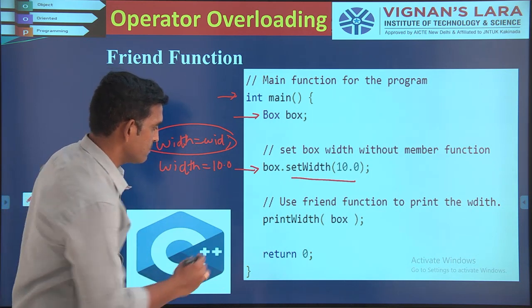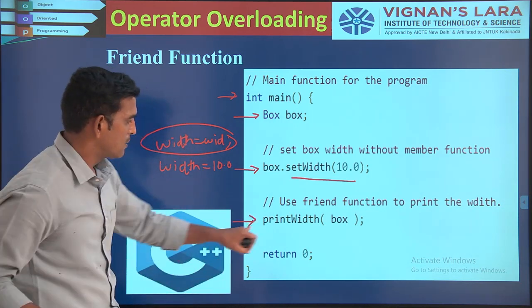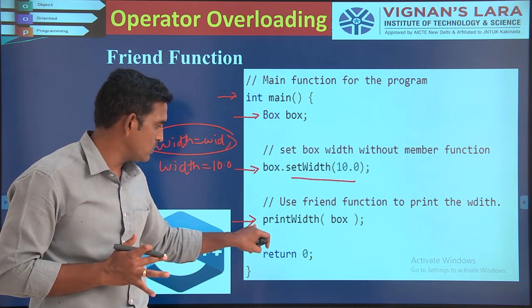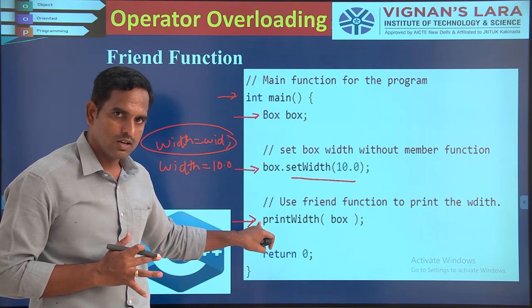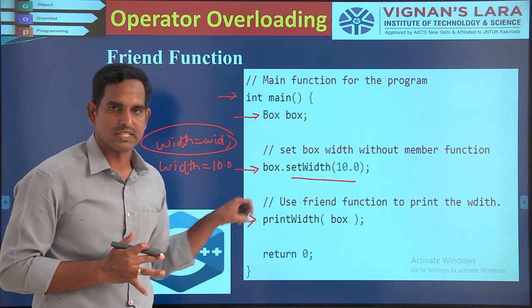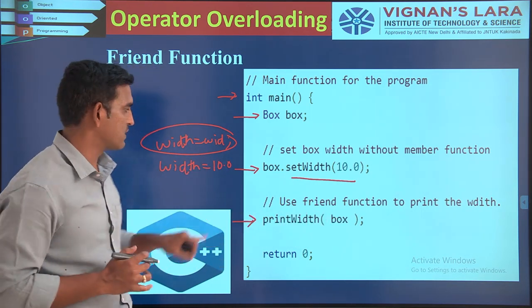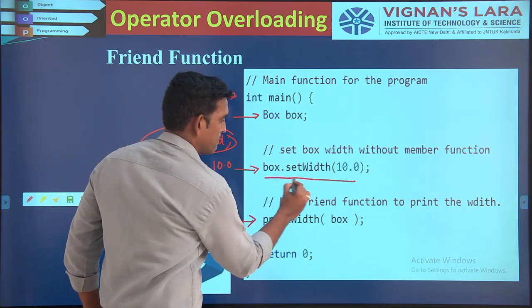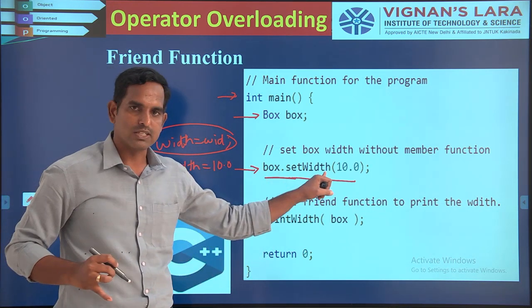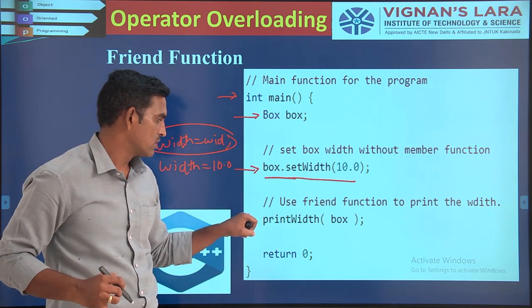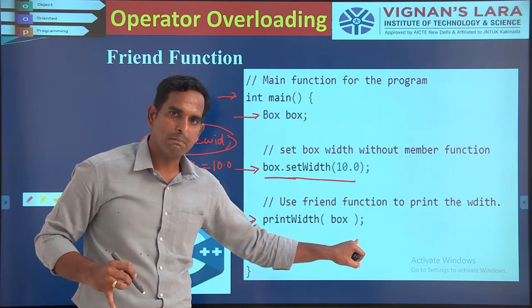Now you have called the print function, printWidth of box. If you see properly, you haven't used any object to call your friend function. But in order to call the member function, you have to use the object. In order to call your friend function, you need not use the object. So you have written printWidth of your box.